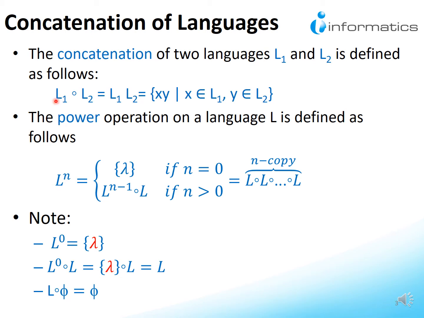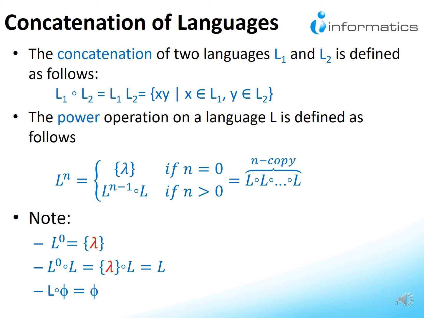Based on the definition of concatenation, we can define the power operation, where L raised to power n is defined as L concatenated with itself n times. In particular, when n equals 0, L to the power 0 is not the empty set, but a set consisting of the empty string lambda. In other words, L to the power 0 is the language consisting of only one empty string.